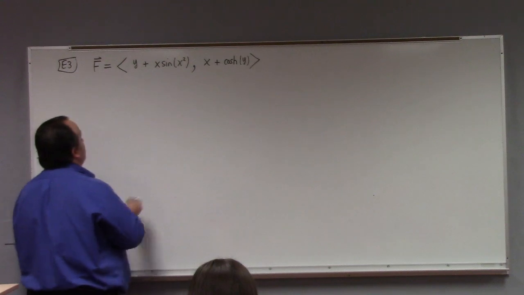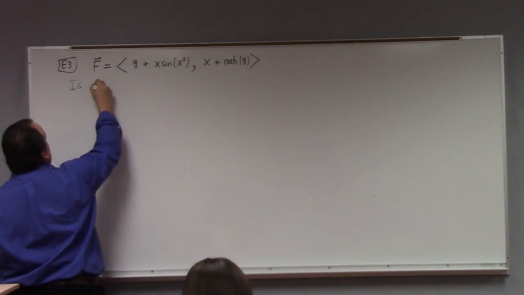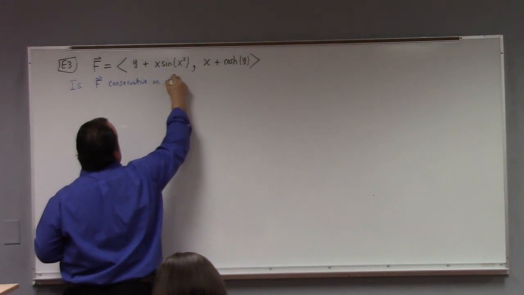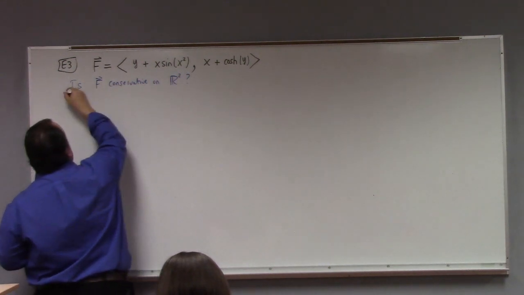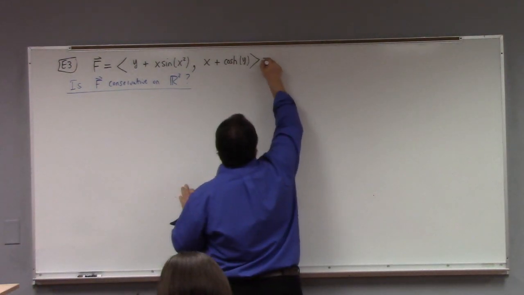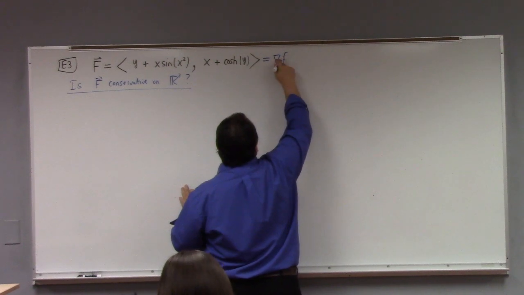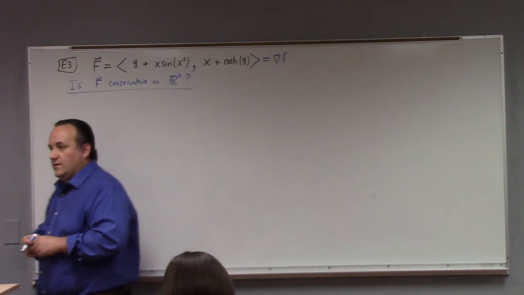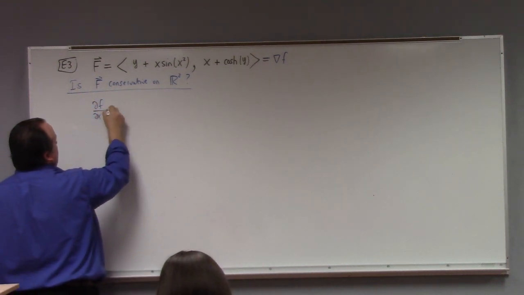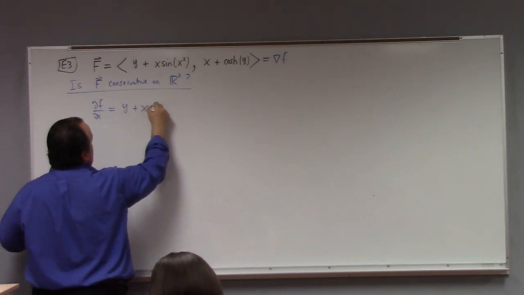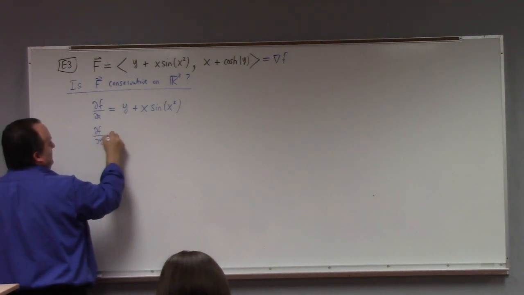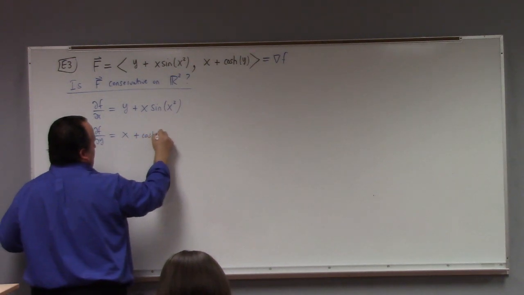So let's work through that. Is this conservative on R2? So we're asking the question, can we write this as the gradient of a potential function? So what do we have to solve? We need to solve partial f, partial x is y plus x sine of x squared, and partial f, partial y is x plus the hyperbolic cosine of y.